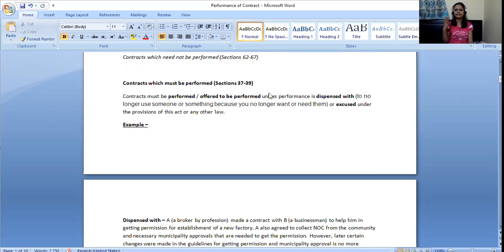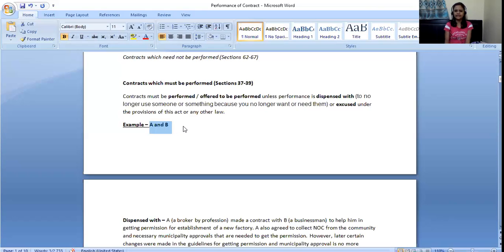So whenever there is a promise or there is a contract, right? Take for example, there is a contract between A and B. Now it's implied that they both should perform their contractual obligations, right? Because they have made that particular promise. Now they both are under an obligation to perform their part of the contract or their part of the promise.